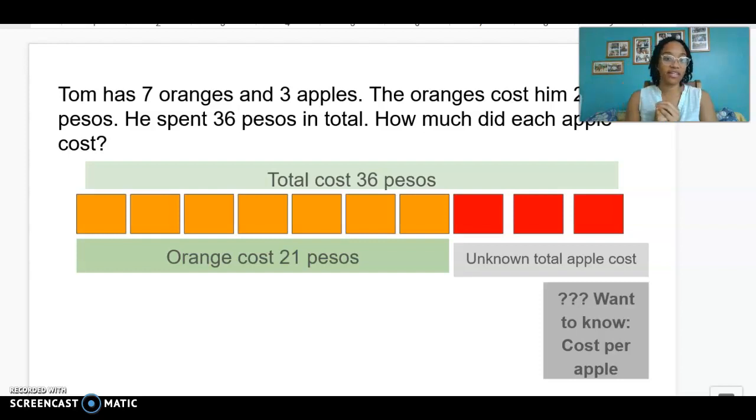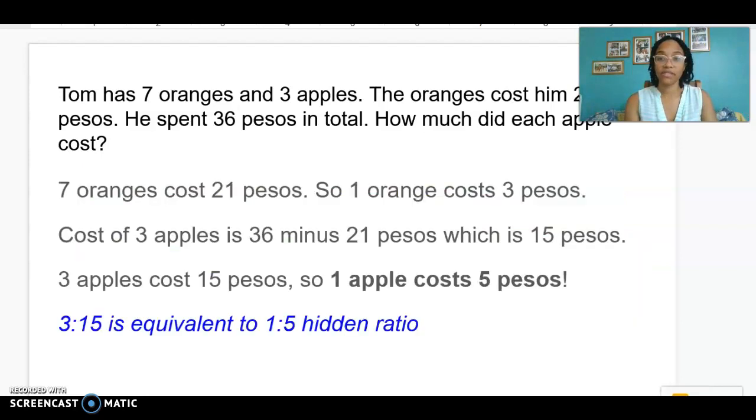That's a part of everything he spent. We know that in total he spent 36 pesos. But we want to know how much each apple costs. But how can we figure that out if we don't know how much all 3 apples cost together? So now we've realized we have 2 steps of things we need to figure out. The bar diagram made this so much clearer, and this technique can really be applied to so many different types of problems. So let's go through the steps.